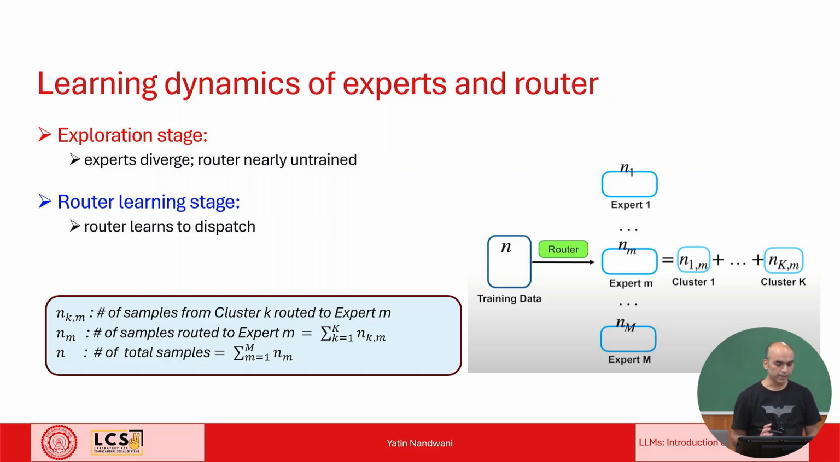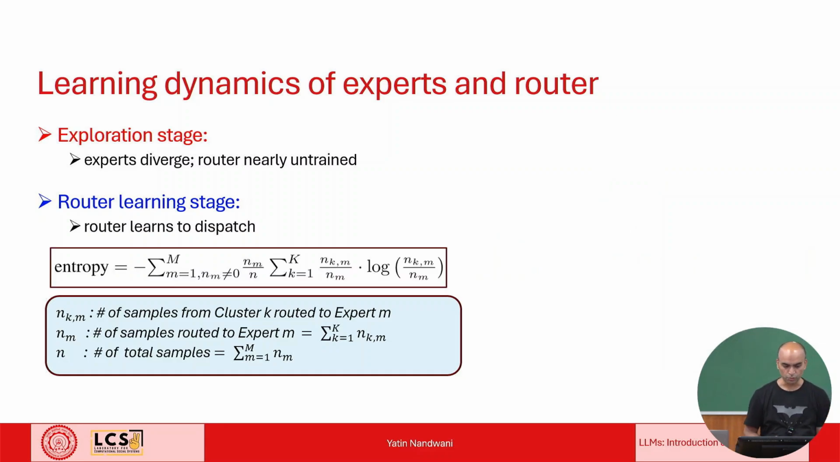So for that they use the notion of entropy, right? At a very intuitive level, entropy quantifies the amount of randomness. So if a router is assigning equal probability to all the experts, then the entropy is going to be very high. Whereas if the router is routing to only one expert, one data point, then entropy is going to be low, right? So they use the data statistics of which sample is getting routed to which expert, and they know a priori the cluster from which it belongs. Remember that it's a synthetic setup, right? And this is how they define entropy.